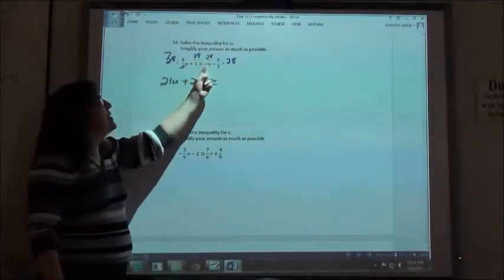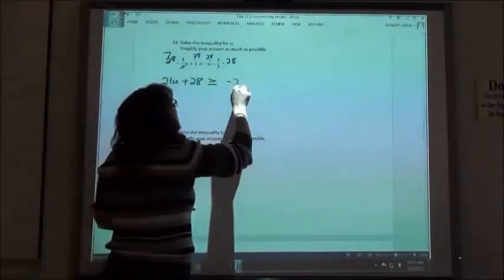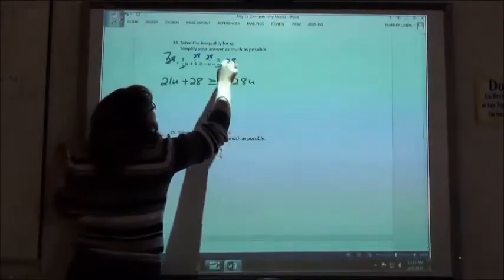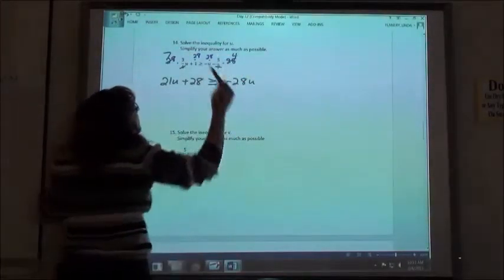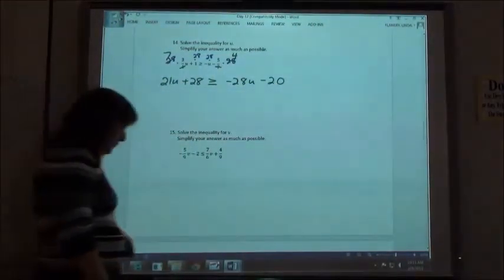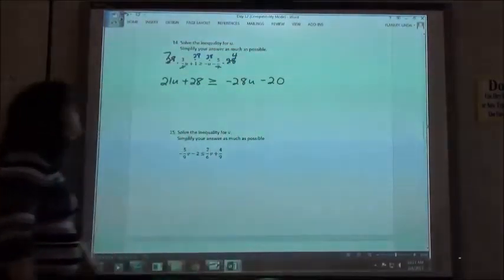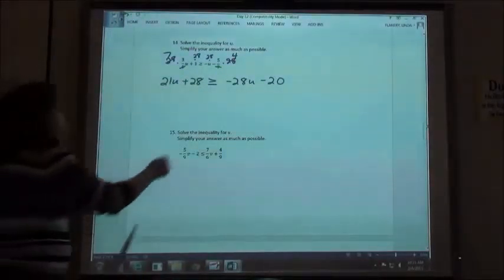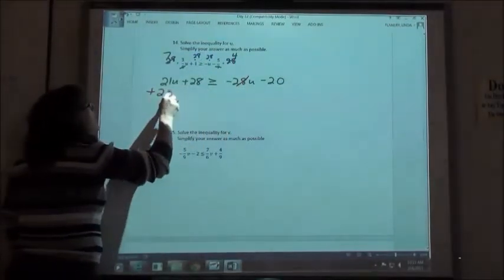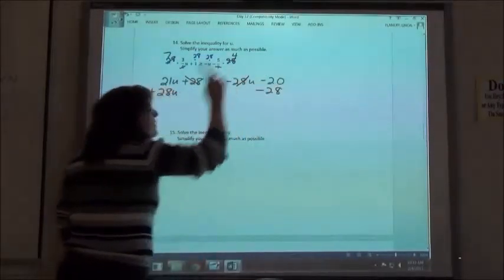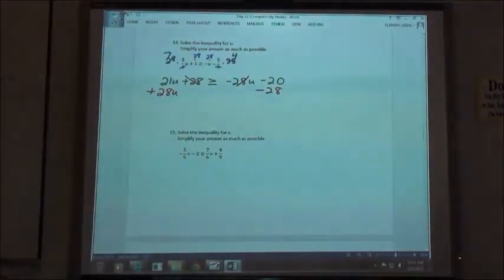Here I'm going to take 28 times negative u, negative 28u. And then I have a fraction, so I'm going to cancel again. 7 goes into 28 4 times. 4 times my minus 5 is minus 20. And then I want to go ahead and solve that for u. If I'm going to solve that for u, what might you do? Add the 28u. That way my u stays positive. And then I'm going to subtract that 28 to move the number to the opposite side of my variable.